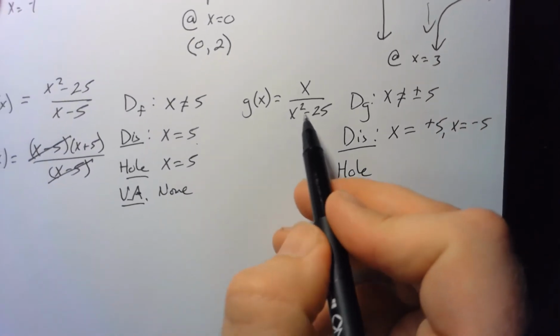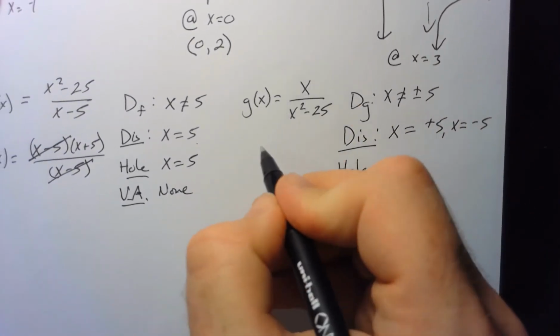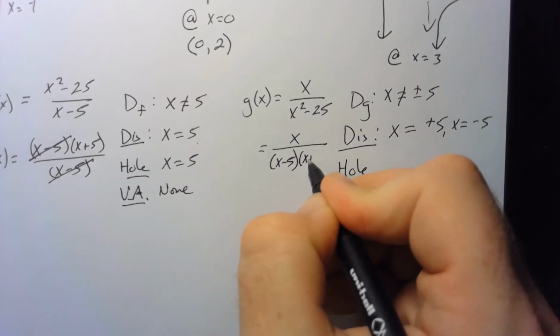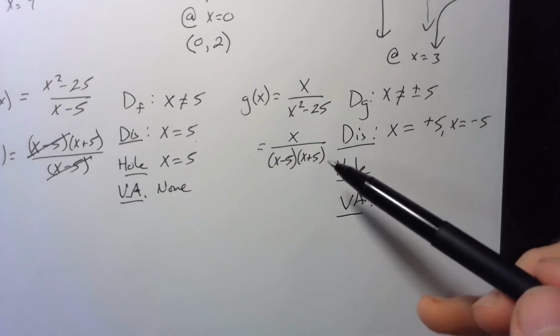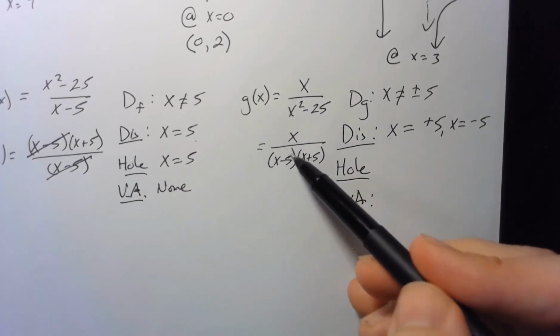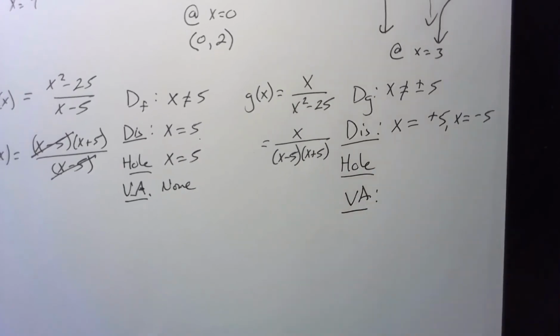Now, I'm going to do the same thing I did with the previous example. I'm going to factor everything in this problem. So on top I have x, on the bottom I have x minus 5 and x plus 5. Now you've got to notice that there's no x minus 5 on top. Sure, there's an x, but not an x minus 5 as a factor. Same goes for the x plus 5.